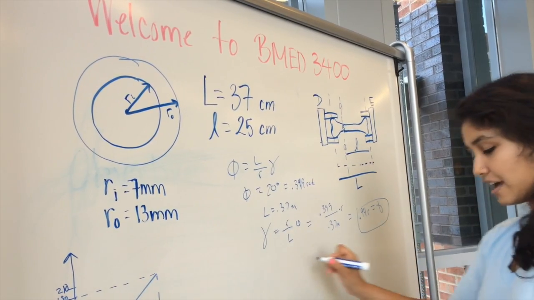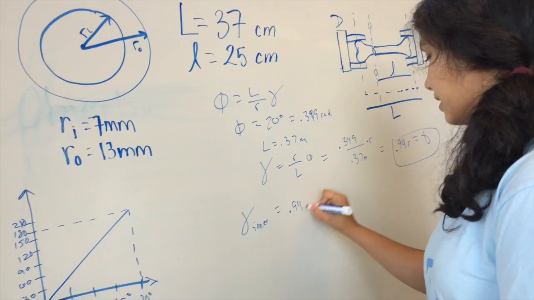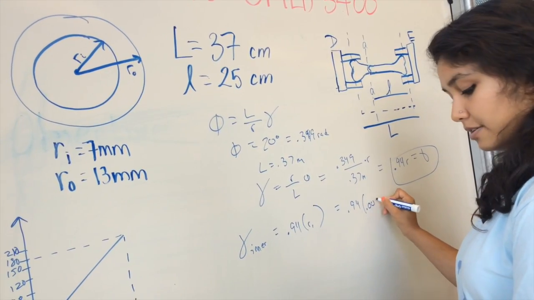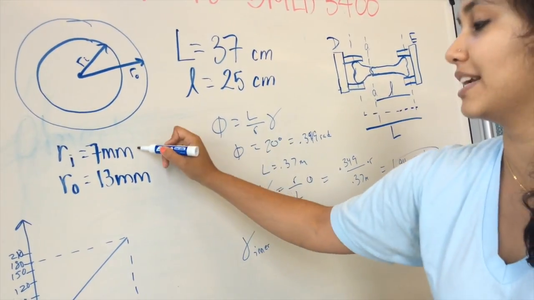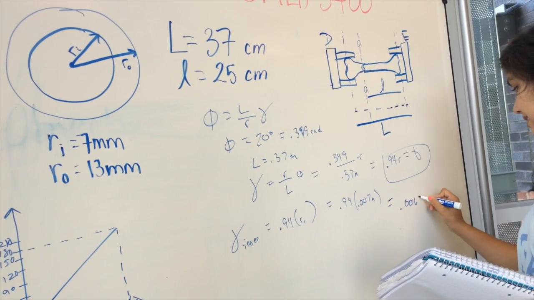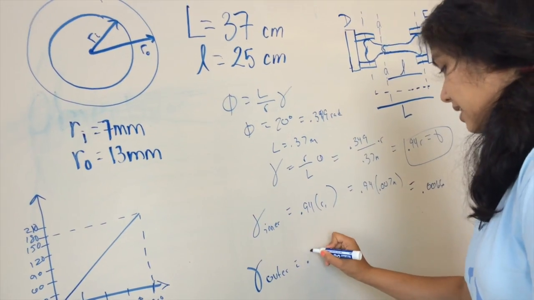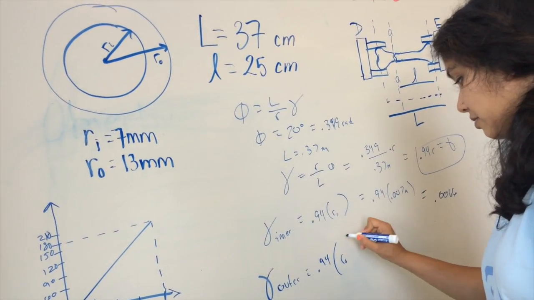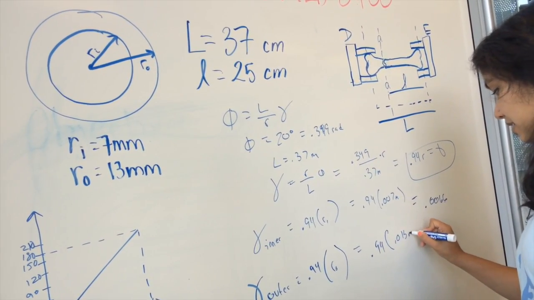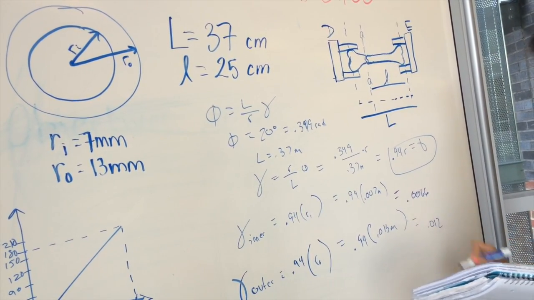So now to find the next part, to find the inner one, we do 0.94 times radius 1, which equals 0.94 times 0.007 meters, which we get because we're told radius 1 is 7 millimeters, so converted to meters it's 0.007. So that gets us 0.0066. And then for the outer, we will do 0.94 times radius naught, which equals 0.94 times 0.013 meters, based on this converted to meters again, which gets us 0.012.